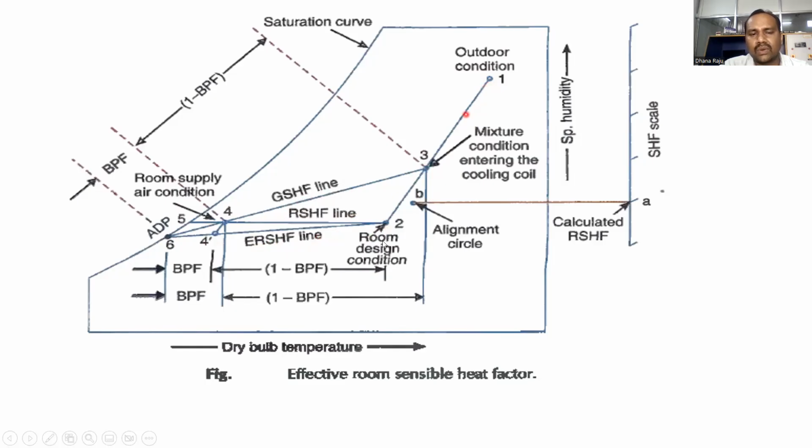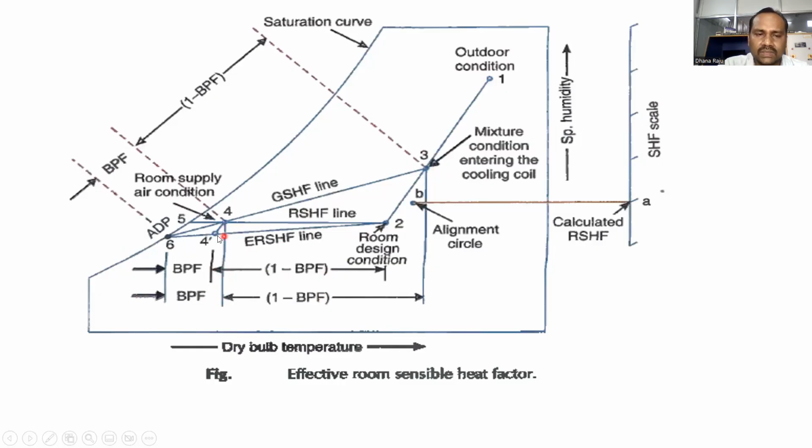With respect to line 1 2, from point 4 you need to draw a line in such a way that we get 4 dash. Then from 6 to 4 dash, it is called the bypass factor. Then 4 dash to 2 is called 1 minus bypass factor. Similarly, from 3 to 4 is called 1 minus bypass factor, and from 6 to 4 is called the bypass factor.